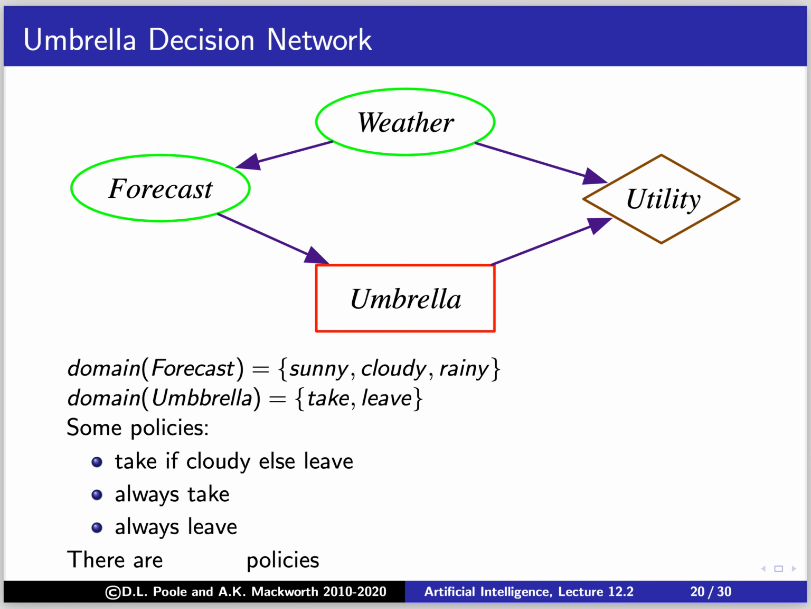If you think about how many policies there are, we can work it out. When it's sunny, you get to take it or leave it, so there are two choices. There are two choices for cloudy, and two choices for rainy. So it's 2 times 2 times 2, which is 2 to the 3, so 8 policies in total. For each one of these, it gets to choose whether to take it or not.